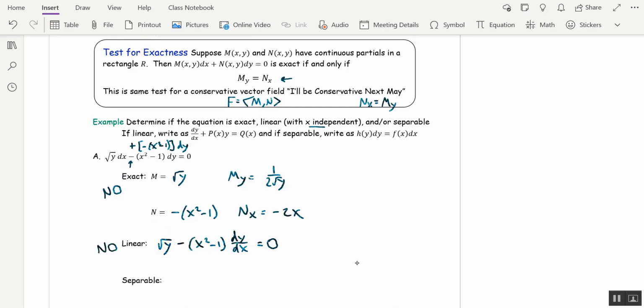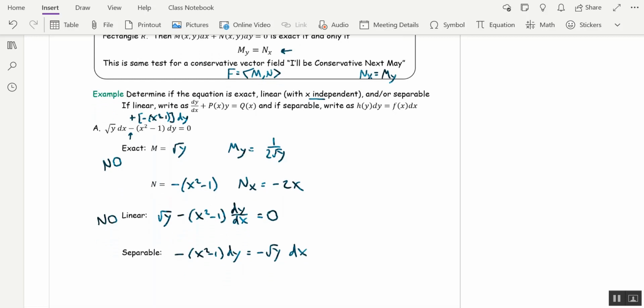So that's no. Separable, when I'm trying to determine if a differential equation is separable, I like to move the differentials to different sides. So I'm going to leave the dy on the left, x squared minus 1 dy. Then I'm going to move the dx term, negative root y dx, move that over there, and then can I separate these variables using multiplication and or division? Yes, I can. First of all, let's multiply both sides by negative 1, and then let's move our y's over here. 1 over root y dy is 1 over x squared minus 1 dx. So that's a yes, and I separated the variables.